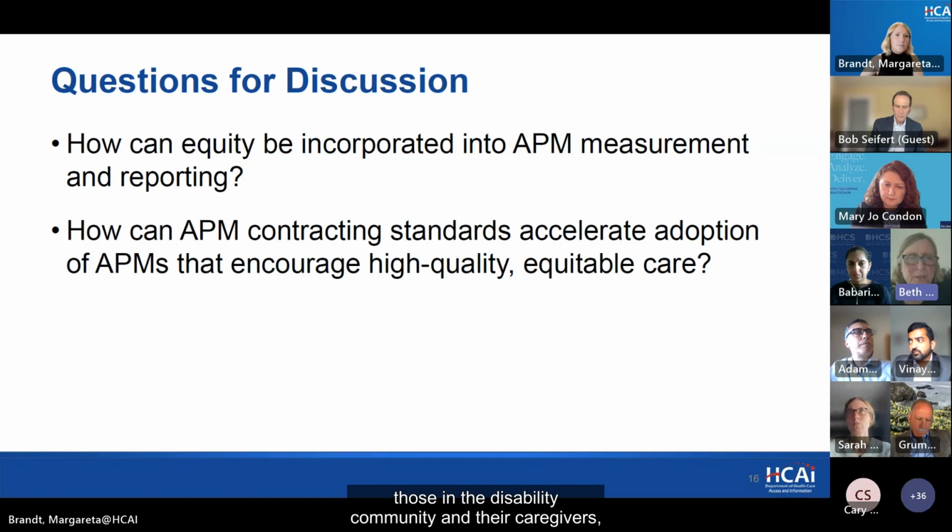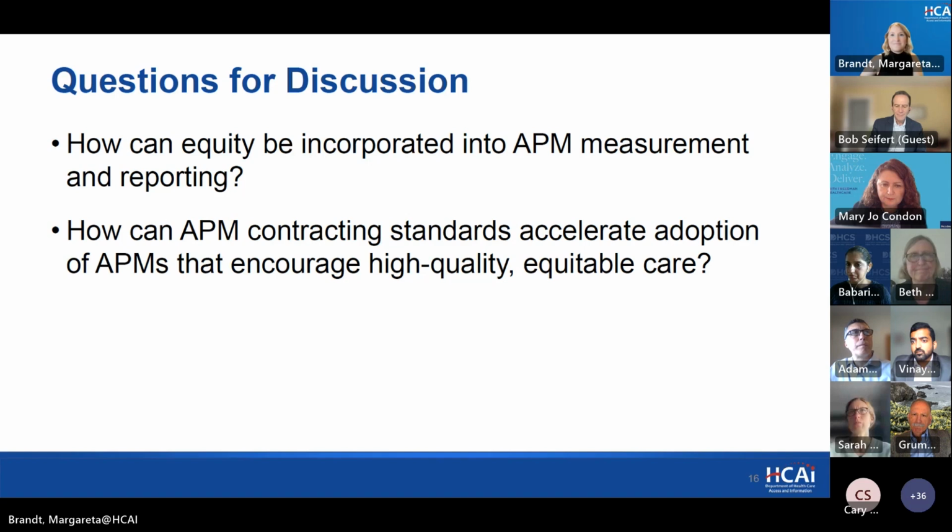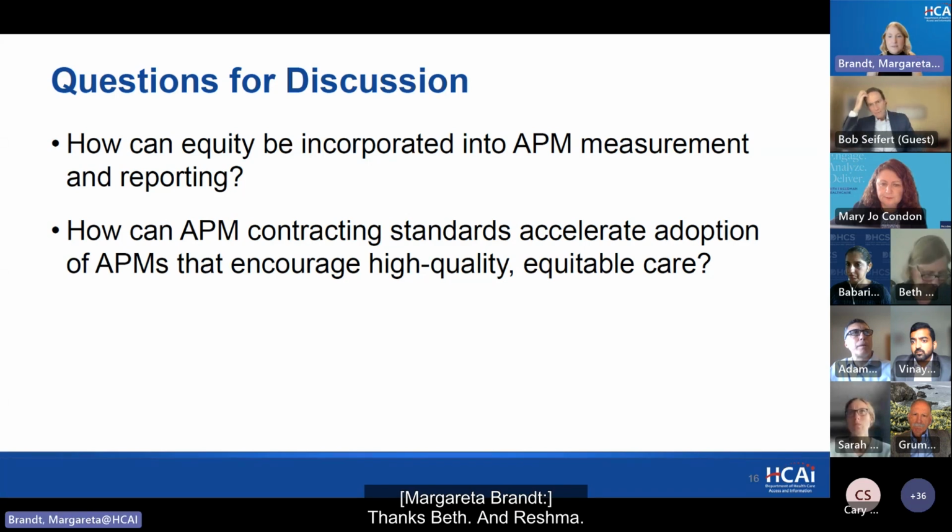Those in the disability community and their caregivers, which I would say the literature now supports, being the caregiver of a person with significant needs is a health challenge, and is an important part of the equity conversation as well. So I just didn't want us to leave this without having made that point. Thank you. Thanks, Beth. And Reshma?